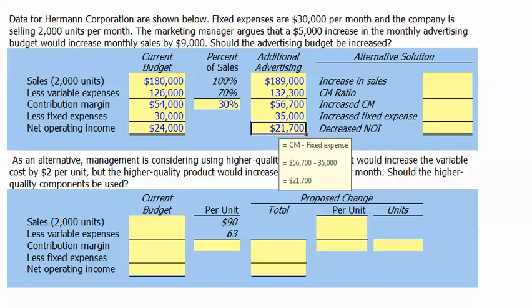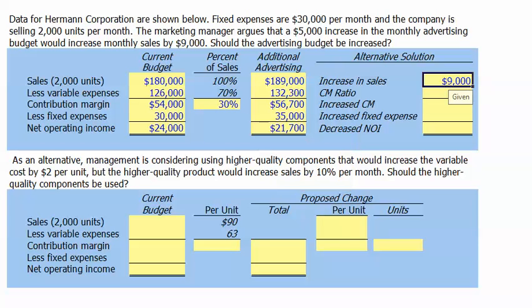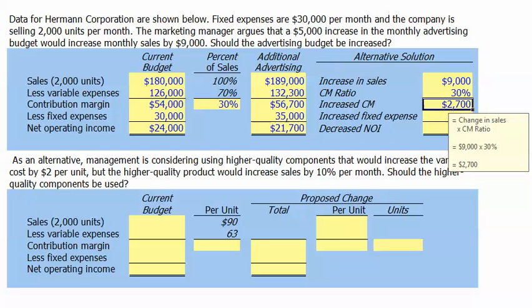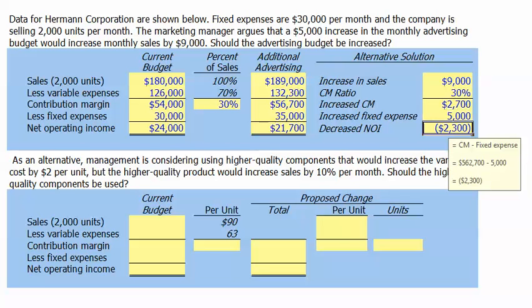An alternative solution would make use of our contribution margin ratio. If we're told sales will increase by $9,000 and we have a contribution margin ratio of 30%, this means the increase in sales will lead to a $2,700 increase in our contribution margin. But since fixed expenses increase by $5,000, this will actually result again in a decrease in our net operating income, and we get the same answer that we should not increase our advertising budget.